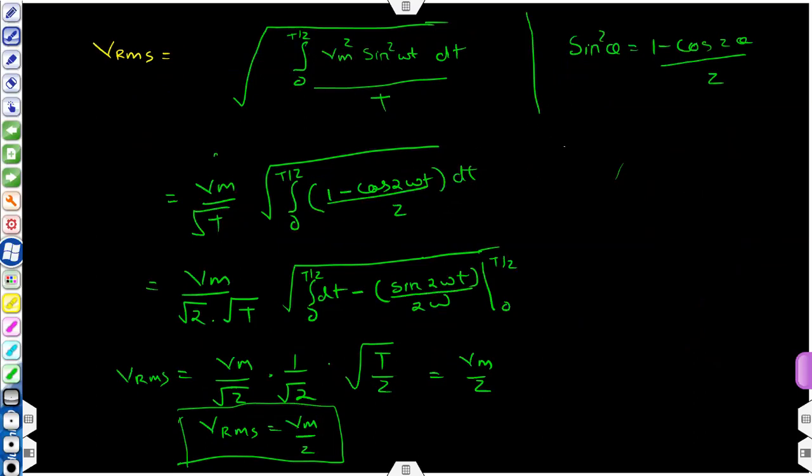Now here I can use one identity: sin square theta is (1 minus cos 2 theta) by 2. So substituting sin square omega t with this identity, we get 1 minus cos 2 omega t divided by 2, dt. Vm square can be taken outside the root, so I have Vm divided by root of T. Now opening the bracket, this 2 can be taken outside the bracket, so I have Vm by root 2 root T.